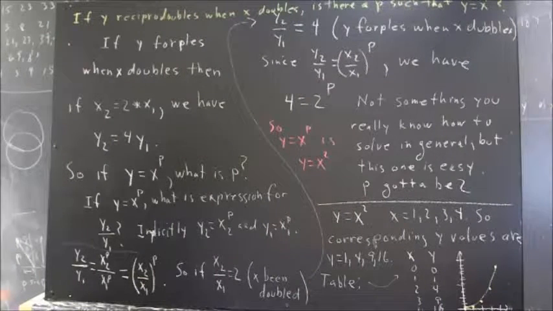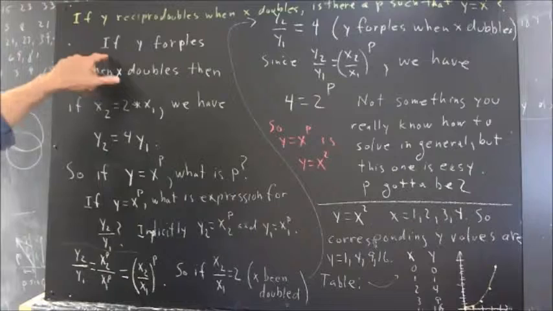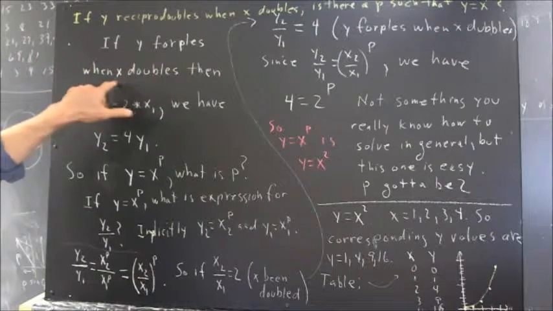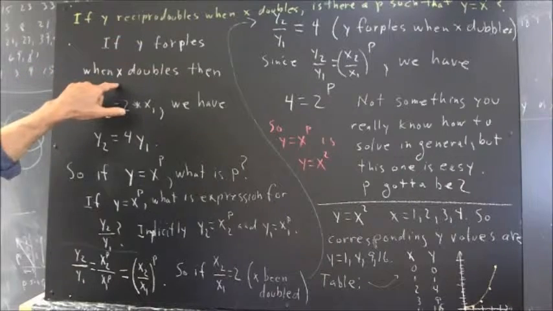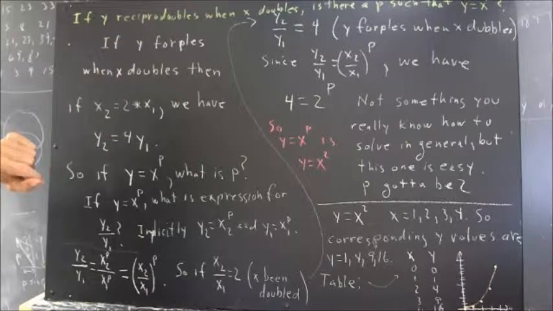Now we're going to apply a little bit of algebra to some of the things we've been doing with graphs. Now we have the graph where y quadruples when x doubles. Okay? Now if y quadruples when x doubles, then what can we say?